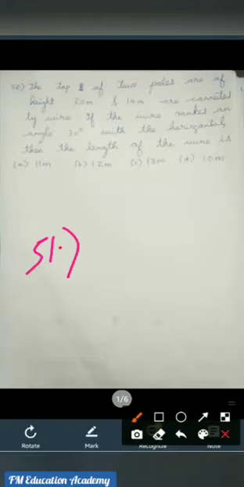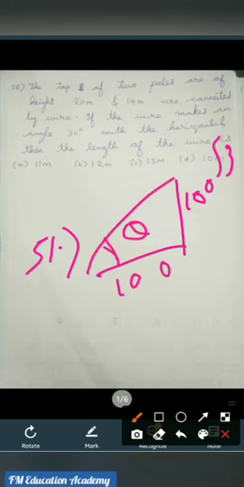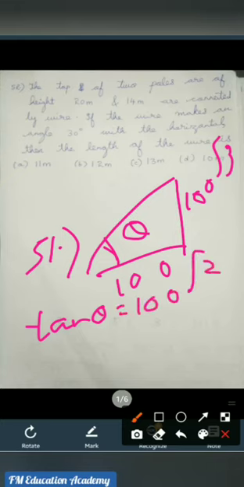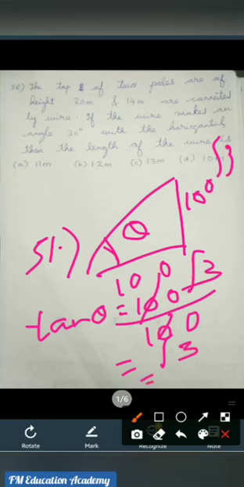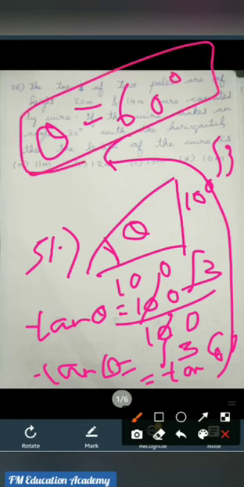So in the 51st question, this was given as 100 root 3 and this is given as 100, and we had to find out the angle of elevation, this theta. So we can write tan theta is equal to 100 root 3 by 100. 100 root 3 by 100 means it will be equal to root 3. When is tan root 3? At tan 60. So tan theta is equal to tan 60, or we can say theta is equal to 60 degree. So in the 51st question, theta is equal to 60 degree. Okay, now we'll solve 52nd question.